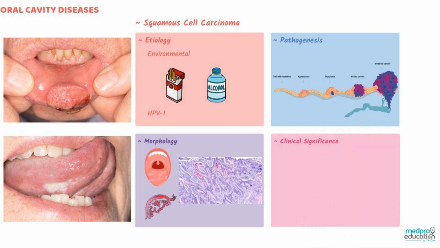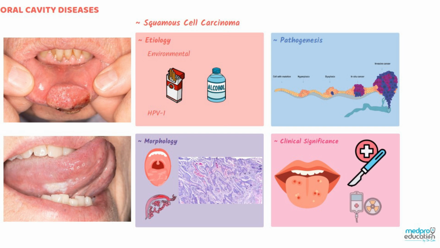Clinical significance: often presents as a non-healing ulcer or lump. Risk of spread to lymph nodes. Treatment involves surgery, radiation, and/or chemo. Prognosis depends on early detection.